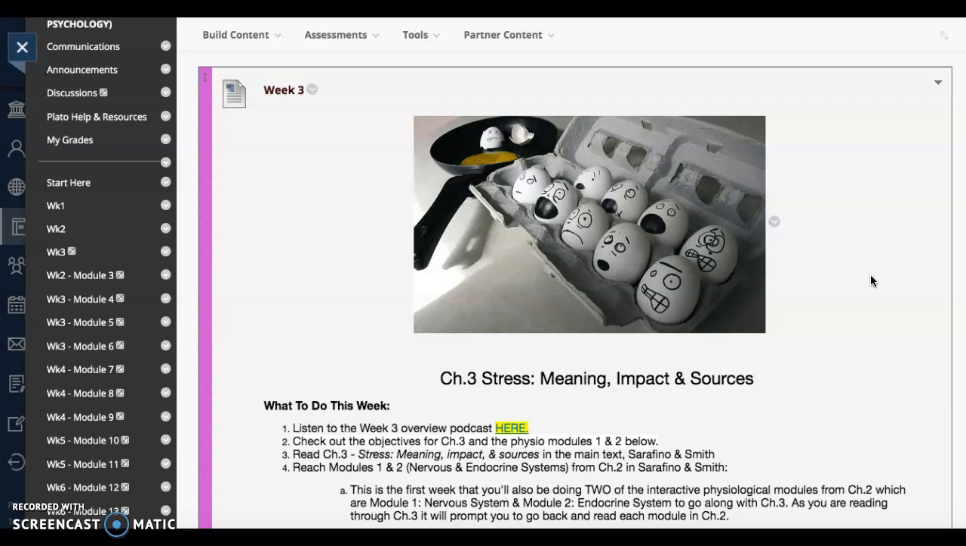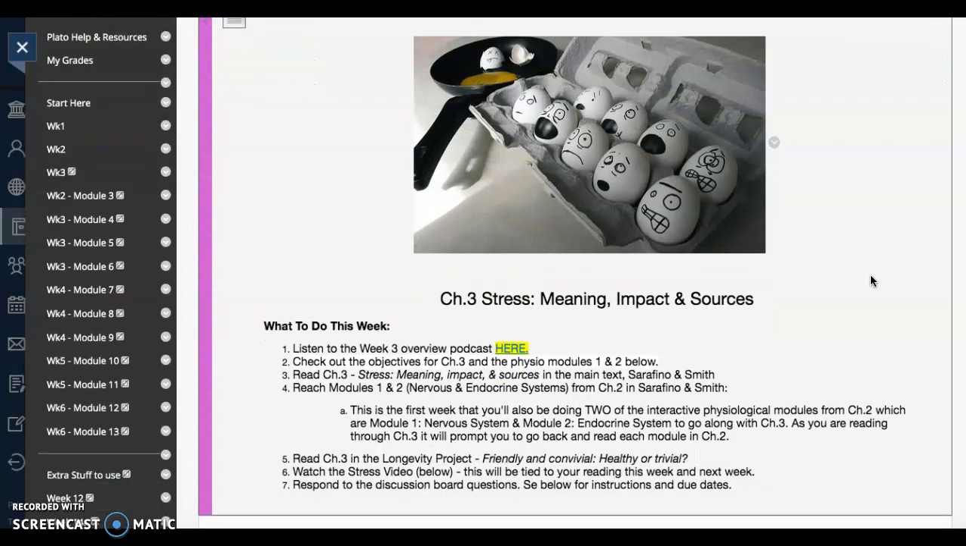So this week we are focusing on stress, particularly its meaning, impact, and sources. It's chapter 3 in your text. And if you'll notice, we've skipped chapter 2. As I say in the syllabus, chapter 2 will be covered in segments, which are called modules.